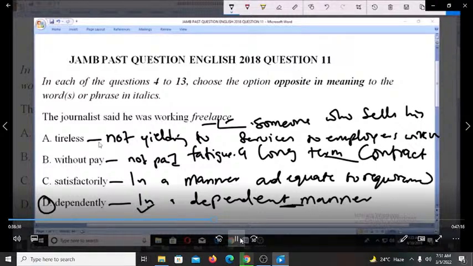All these don't have much to do with freelance, because tireless simply means that you're not getting tired, you're not yielding to fatigue. Without pay simply means you're working for free, you're not being paid. Satisfactorily simply means that you're working in a manner that is adequate for the job. But dependently simply means you're dependent on somebody, on a contract. Freelance simply means you're independent of any contract. You just do your work and sell to the employer. And that's why option D is the right answer for this.